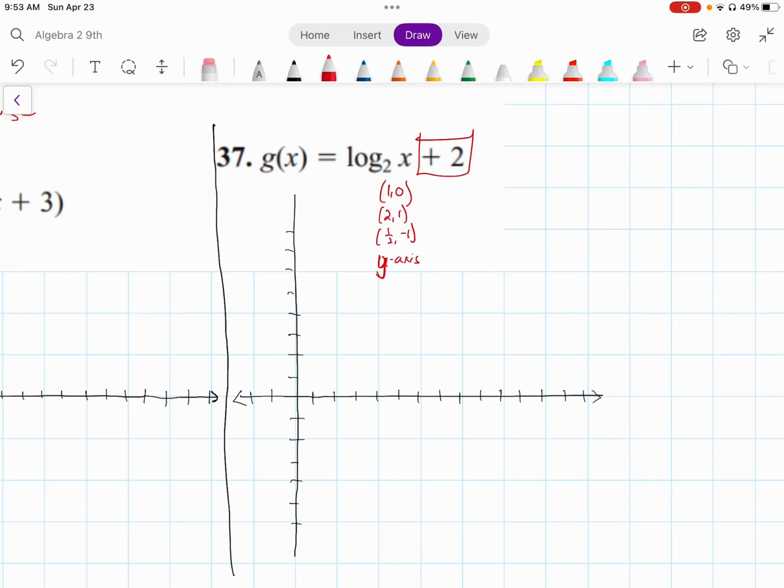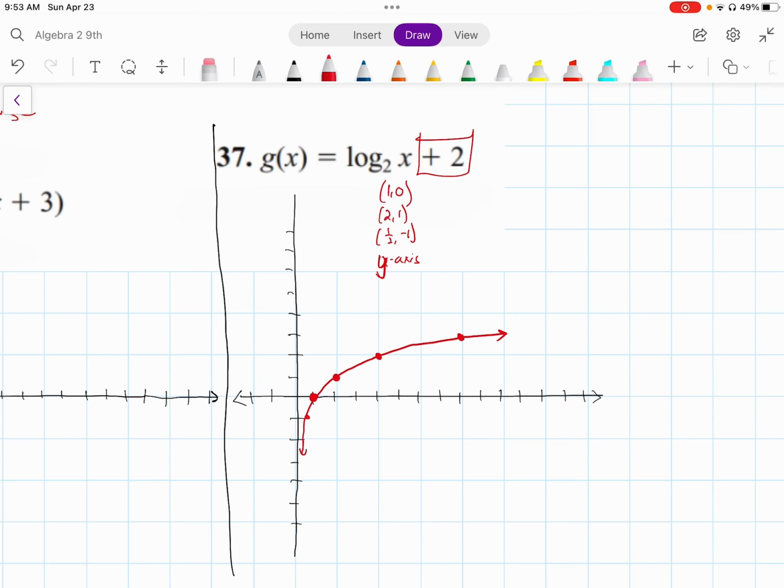So we have the point 1, 0. 2, 1. So it doesn't give me a whole lot. 1/2, negative 1. If you need to expand out more, you can realize it goes through 4, 2, and 8, 3. All right, so that is the parent function, but that's not what we're looking for right now.